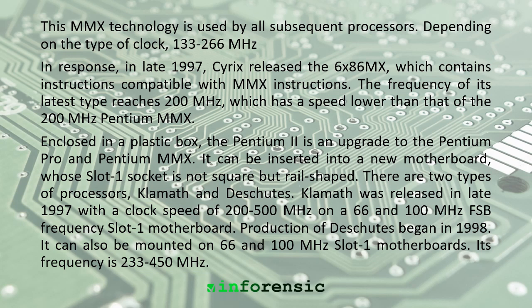Enclosed in a plastic box, the Pentium 2 is an upgrade to the Pentium Pro and Pentium MMX. It can be inserted into a new motherboard, whose Slot 1 socket is not square but rail-shaped. There are two types of processors, Klamath and Deschutes. Klamath was released in late 1997 with a clock speed of 200 to 500 MHz on a 66 and 100 MHz FSB Slot 1 motherboard. Production of Deschutes began in 1998. It can also be mounted on 66 and 100 MHz Slot 1 motherboards. Its frequency is 233 to 450 MHz.